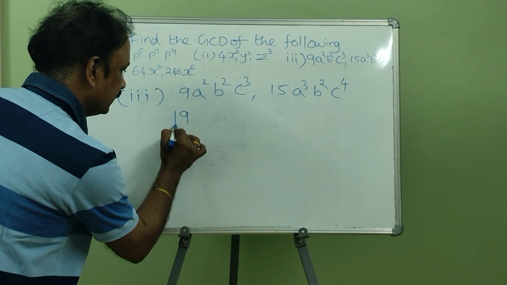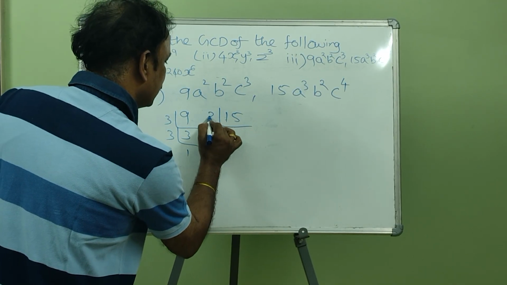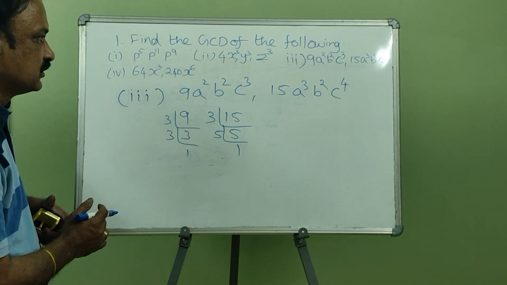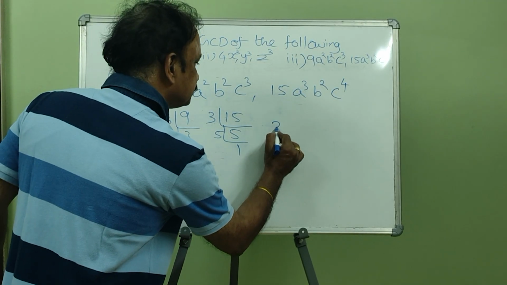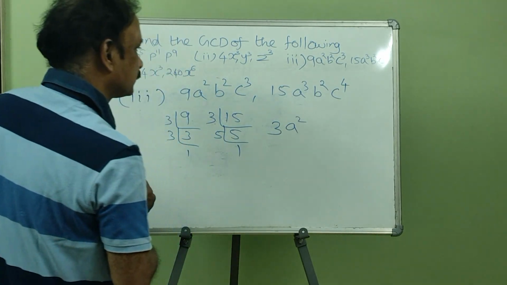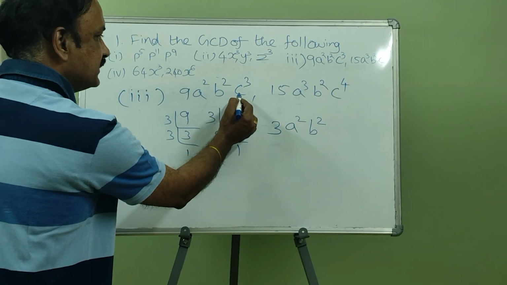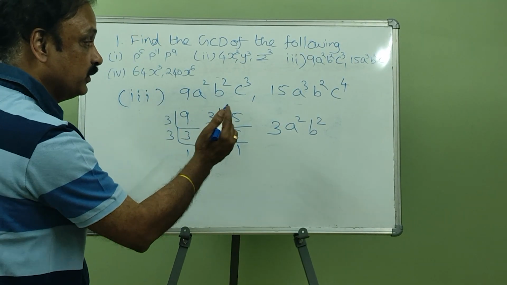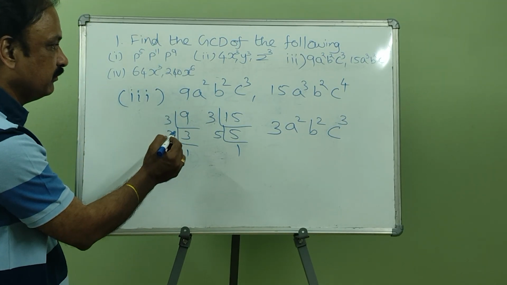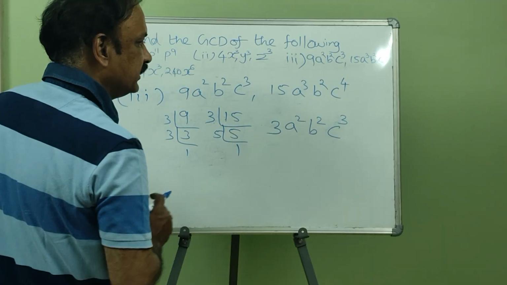So if you take 9 for example, if you divide it by 3, you get 3. If you take 15, if you divide it by 3, you get 5. So what is common between these two? Definitely the common factor between these two is 3. Now if you consider a square and a cube, the lower power is 2. So we'll take a square. If you consider b square and b square, both of them are the same, so we will consider b square. If you take c cube and c power 4, what is the lower power? It is c cube. So you can see that the GCD of 9a square b square c cube and 15a cube b square c power 4 is 3a square b square c cube.